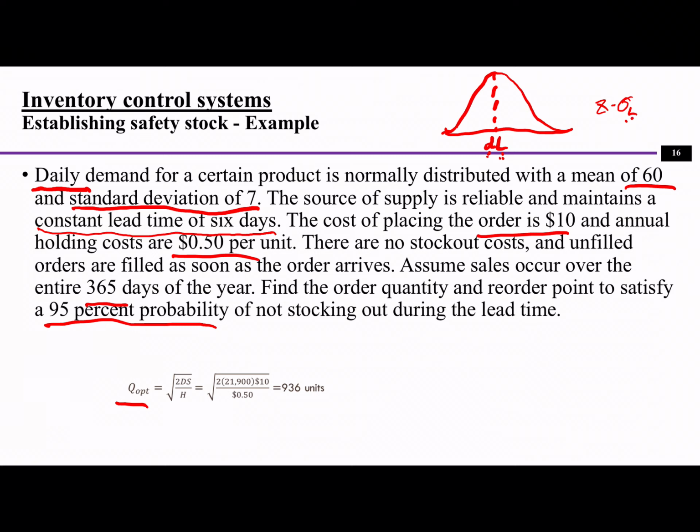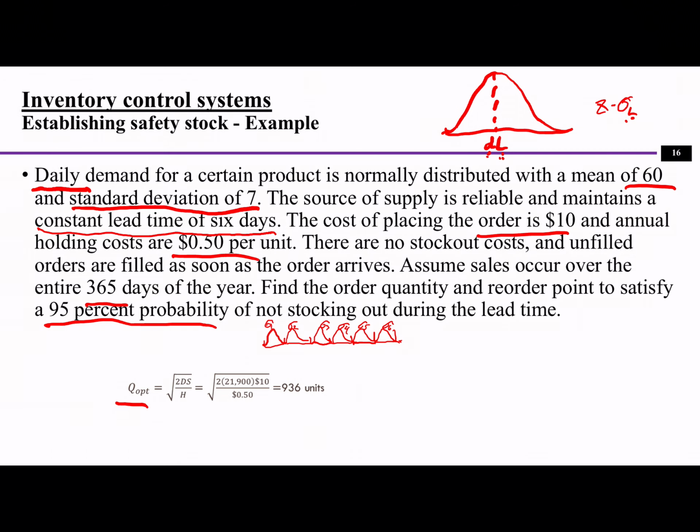It's not for this L, right? So the lead time is 6 days, but the daily demand standard deviation is 7. That does not mean that the standard deviation over the 6-day lead time is 7. Can you understand this? This is day 1, day 2, day 3, day 4, day 5, day 6. For 1 day it's one normal distribution, and these are all normal distributions. And this is sigma 1, sigma 2, sigma 3, sigma 4, sigma 5, sigma 6.